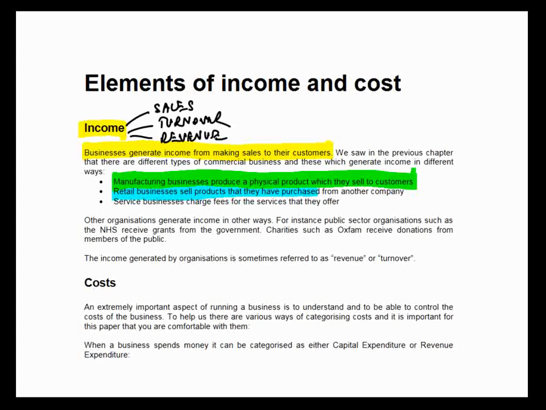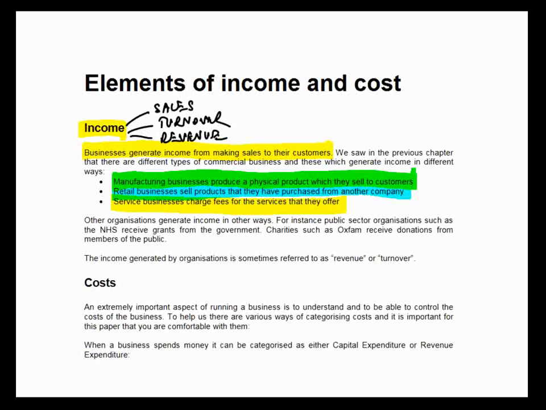Retail businesses, on the other hand, don't make anything. They buy products from other companies and then sell them on. So supermarkets like Tesco generate their income from selling milk and bread and packets of cereal and wine that they've purchased from other organizations. We also thought about service businesses that don't sell anything physical but provide some kind of service, and they generate their income by charging for that service. A bus company charges you fares for your tickets, and that's their income.